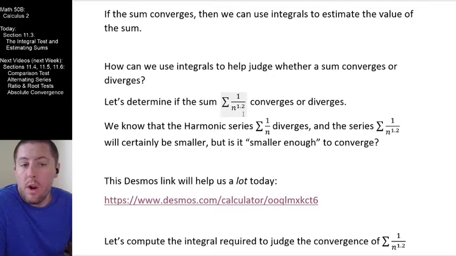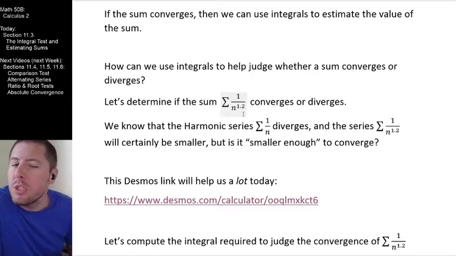We also know that 1 over n to the 1.2 will be smaller, right? You can see that all of the denominator terms are going to be larger, therefore the series overall will be smaller. But this is like our failed version of the comparison test right here. The harmonic series is large enough to diverge. We are interested in judging if this other series that we want to compare to it also converges or diverges, but we're smaller than a known divergent series.